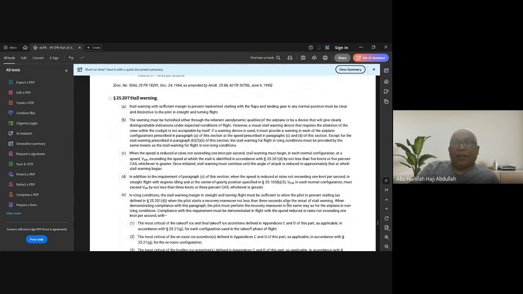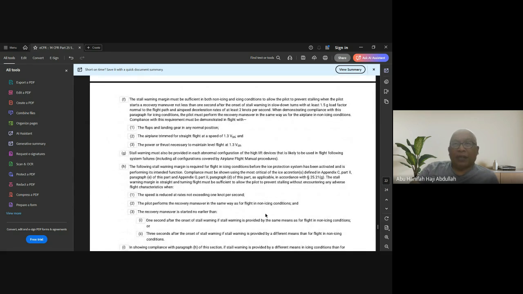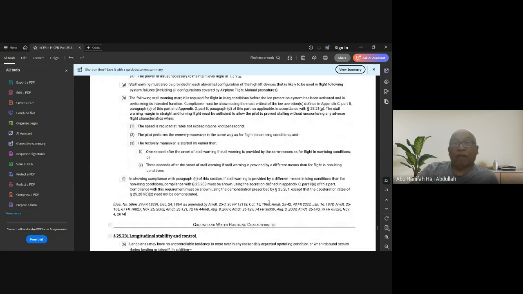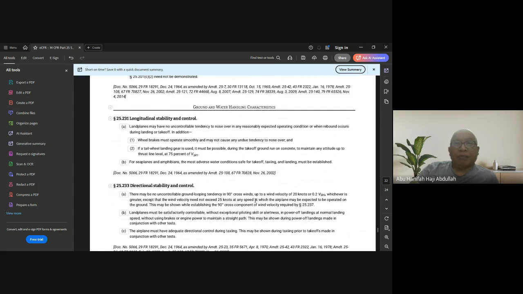Okay, so then stall, we go into the detail of the stall itself. As I said again, this one is 10 million. So how extensive the stall should be. Longitudinal stability control. Then directional stability control, ground and water handling characteristics. So this is not flying.